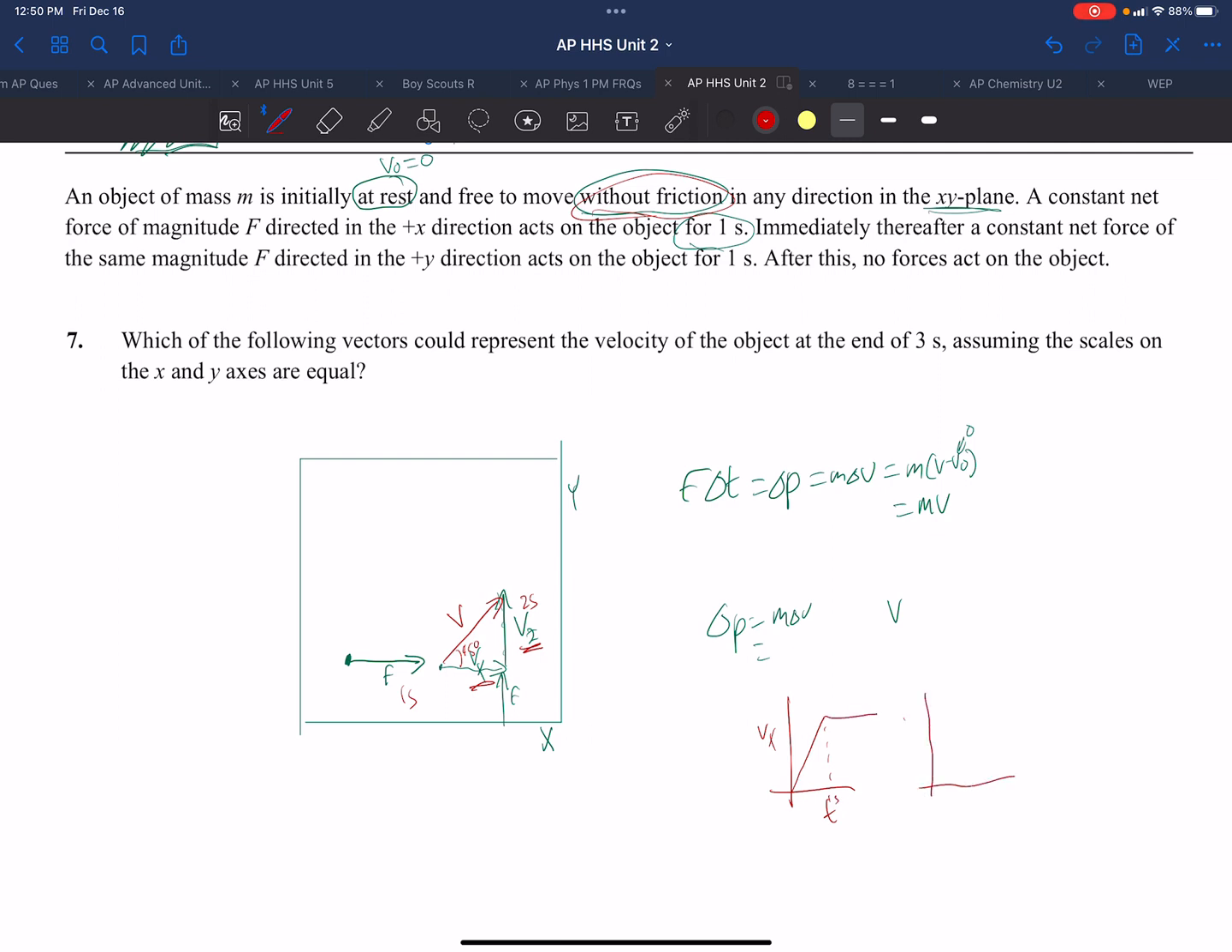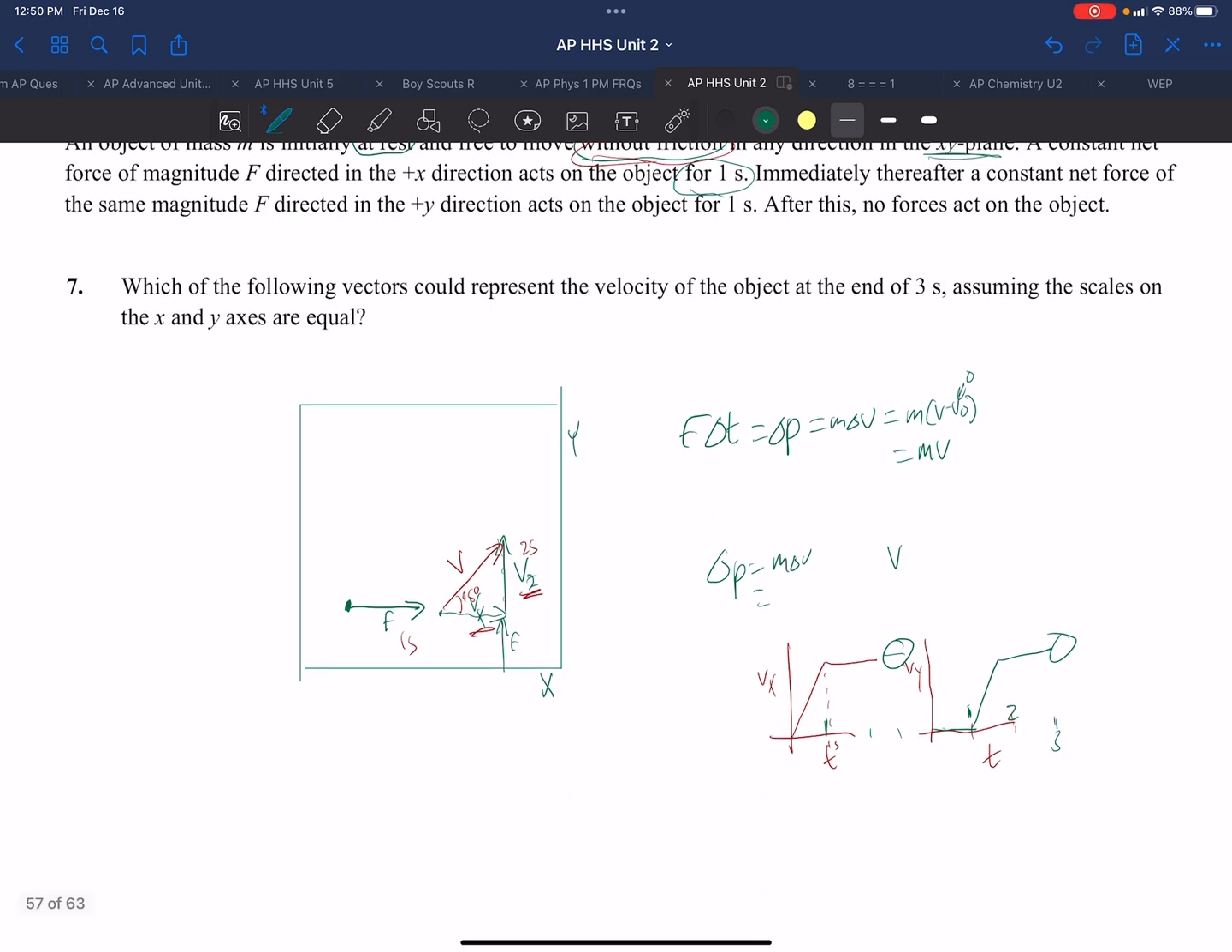And the velocity in the y direction versus time is going to remain 0 for the first second that the force is acting. And at the end of the first second, it is going to experience that, and it will have a velocity like that. And so that's what's being depicted here. 1 second, 1 second, and 2 seconds. And then they're asking what's happening at 3, and at 3 seconds, they both have that same velocity.